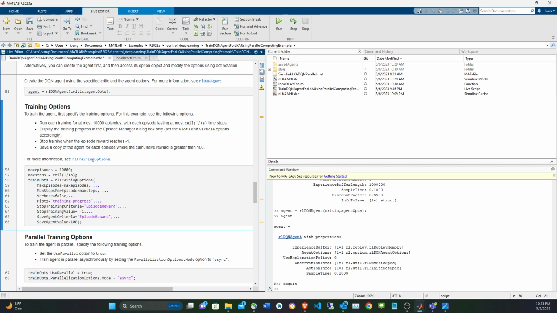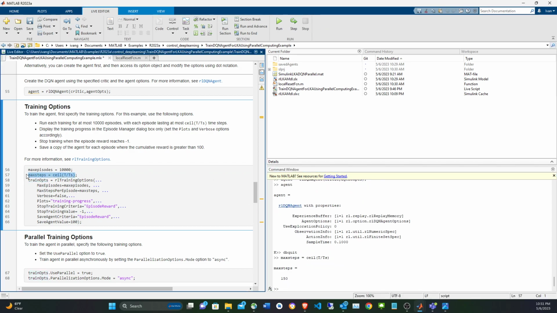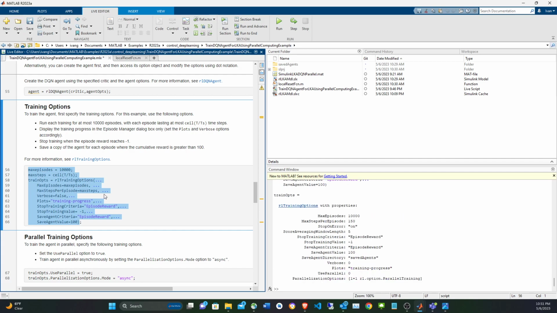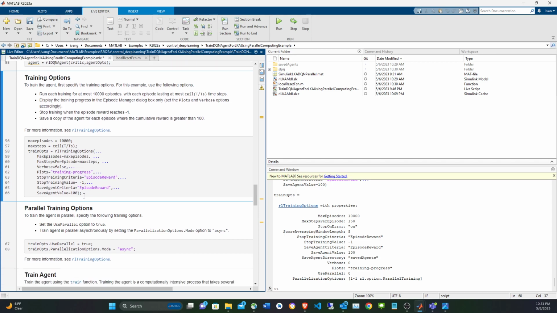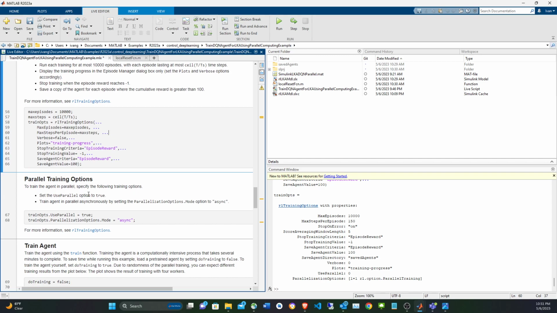Okay, which is 150. So this is the maximum number of episodes, 10,000. This example takes a lot actually. So we're going to try to plot the process, and actually this is going to stop when the reward is -1.